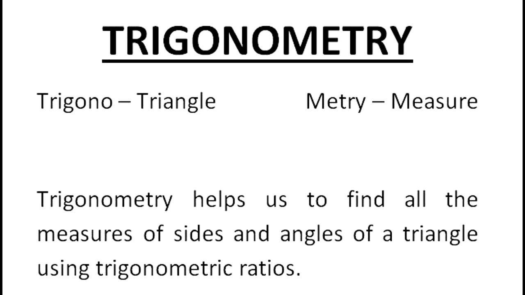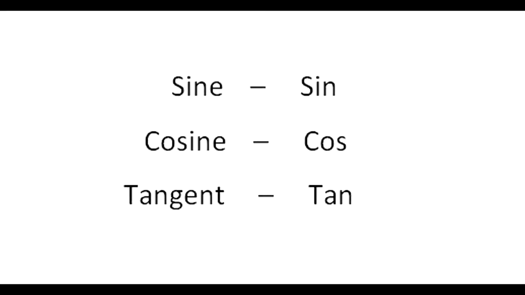Today we'll see how to use the basic trigonometric measures. Trigonometry has two words in it. Trigono means triangle and metry means measure. Trigonometry helps us to find all the measures of sides and angles of a triangle using the trigonometric ratios. The trigonometric ratios are sine, cos and tan.